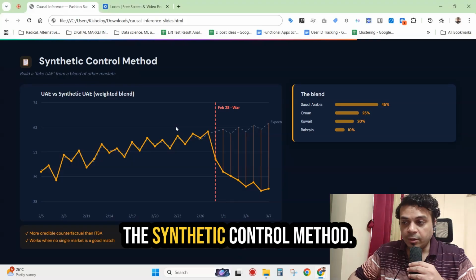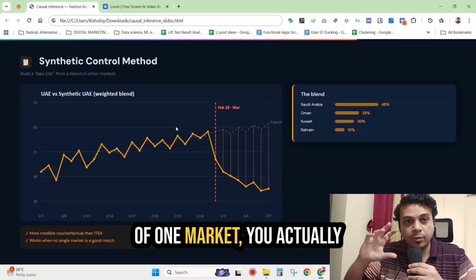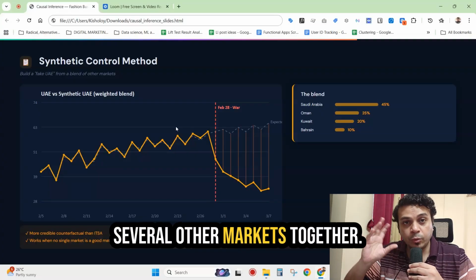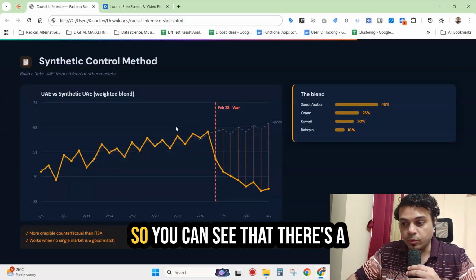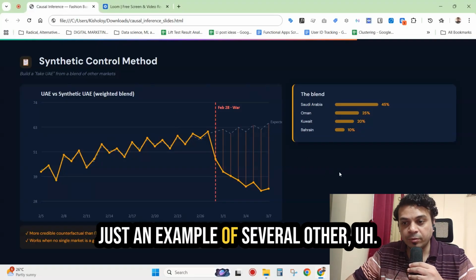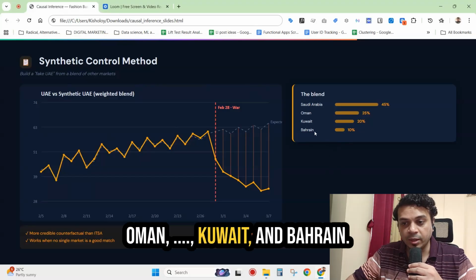Let's move on to the synthetic control method. This is very similar to DID. The only difference is that instead of one market, you actually take a blended combination of several other markets together. They give you a very nice counterfactual. So you can see that there's a blend of multiple markets here, just an example of several other countries like Saudi Arabia, Oman, Kuwait, and Bahrain.